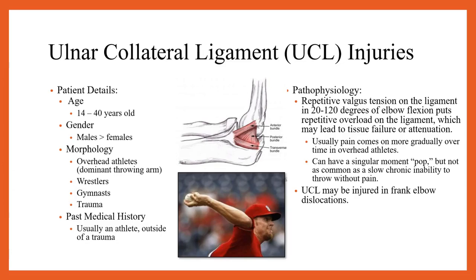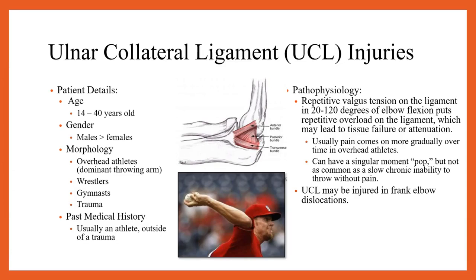People who fall from a height and land on their arm might get a little pivot shift in their elbow trying to brace for impact. So we're thinking things like trauma as well. Past medical history, again, is usually an athlete outside of some traumatic event. In terms of pathophysiology, as I just mentioned, it's repetitive valgus overload between 20 and 120 degrees of elbow flexion. This puts chronic strain on the ligament and can attenuate or stretch it out over time.